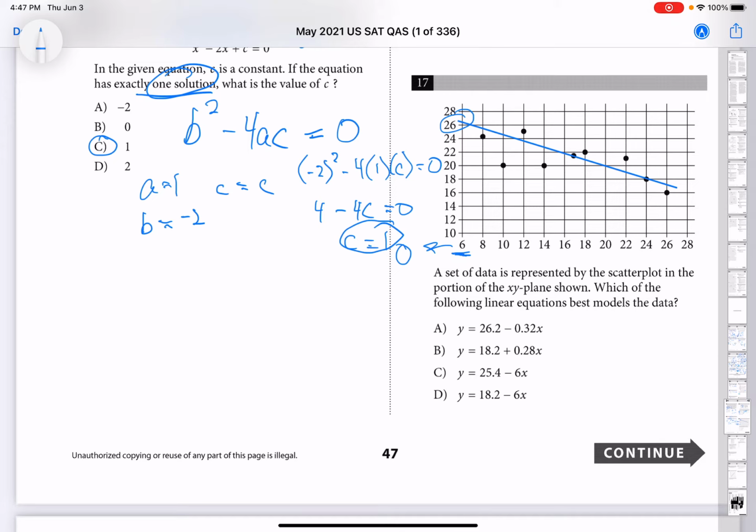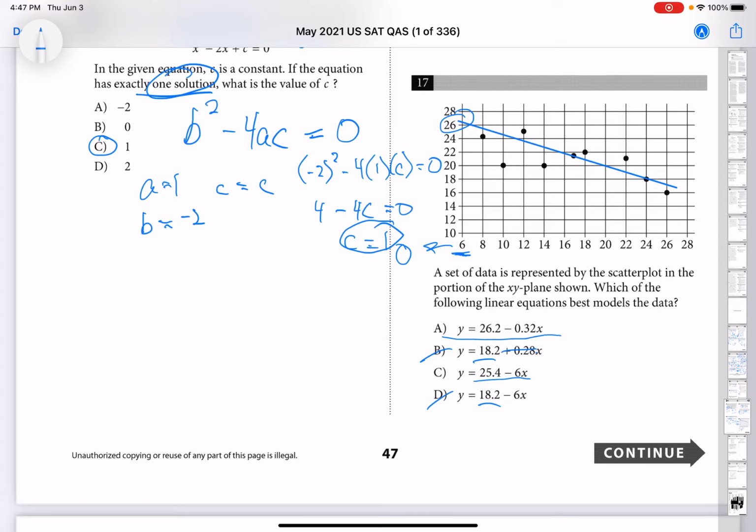Okay, let me see what else is here. We know that we have a negative slope. So let's take a look at the answers. 18 is too small already as a y-intercept. 18 is definitely too small as a y-intercept. We also need to get a negative slope, so yeah, this is out. Let me see. I guess we would be choosing between C or A at this point.